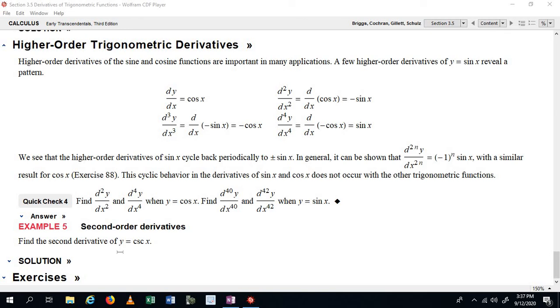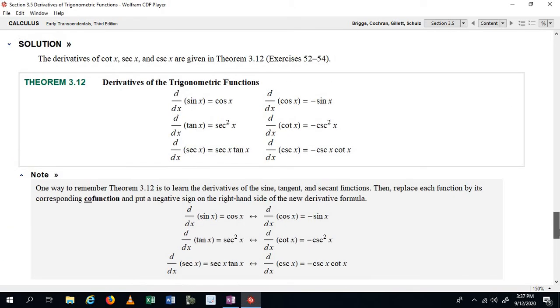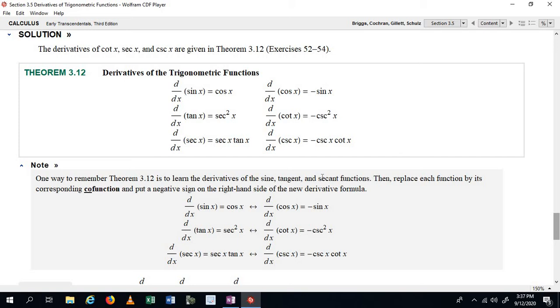Hello again. In this video, we're going to look at higher order derivatives for trig functions. Now you may remember in a previous video, we found the derivative of the 6 trig functions, which are shown here in Theorem 312. And just as a quick reminder, the derivative of sine of x is cosine of x, and the derivative of cosine of x is minus sine of x.